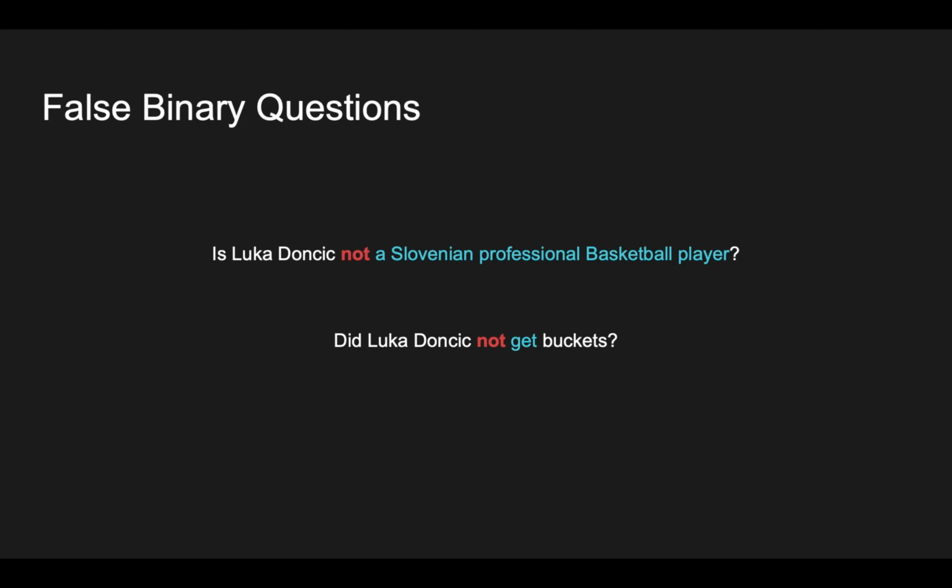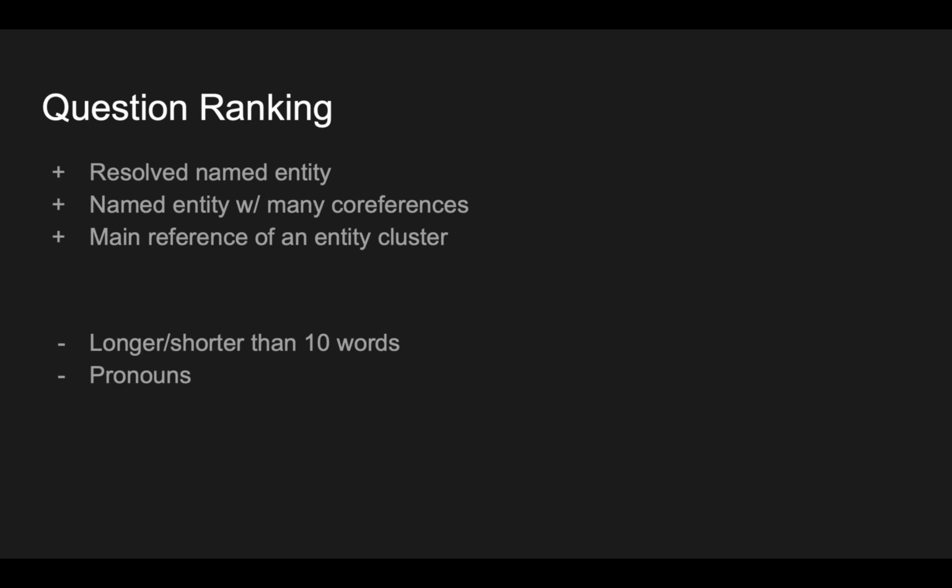For both of these question types, we also generate a false question by simply adding the word not before the object in the to be case and before the verb otherwise. Once we've generated all our questions, we place them in bins based on their type and create queues by ranking them within those bins. Our ranking criteria prefer questions with resolved named entities, especially those with a large number of co-references, because we assume those to be focal points of the article.